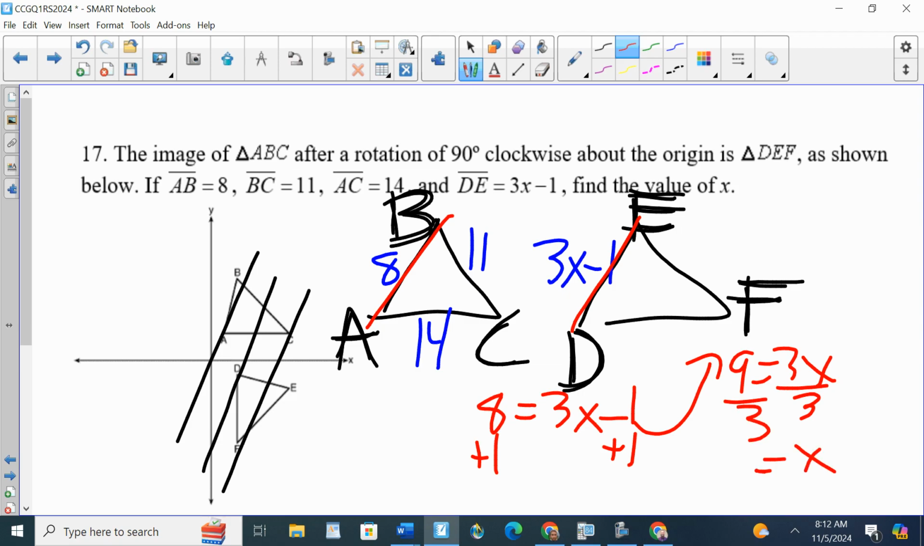X is 3. Let's answer the question. It's asking for x. I'm done. If it asked for DE, then I would substitute in to 3x minus 1, but it's not, so I'm done. Draw your triangle separately. Set the corresponding parts equal to each other.